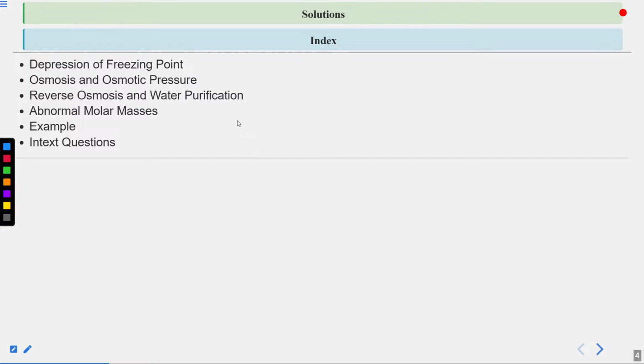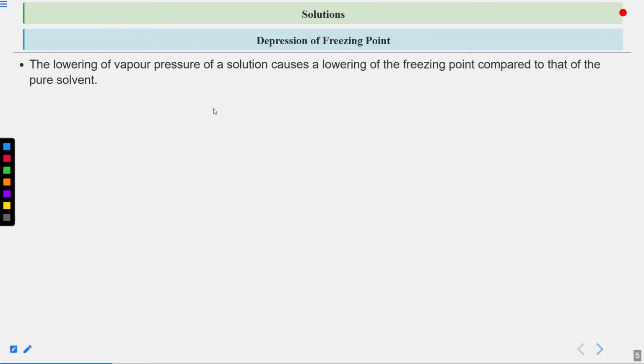So let us continue with our freezing point. We have seen that upon addition of the non-volatile solute, there is a decrease in the vapor pressure. As a result of this decrease, there is a lowering of the freezing point as well. So there is an increase in boiling point and a decrease in freezing point. Let us try to understand how this is happening.